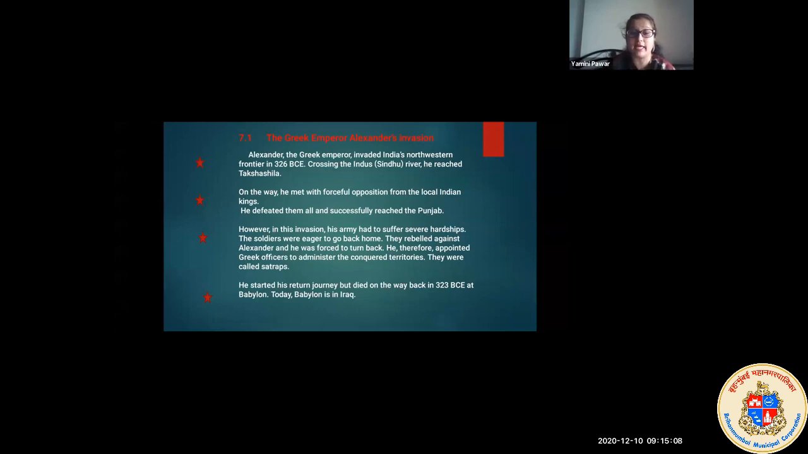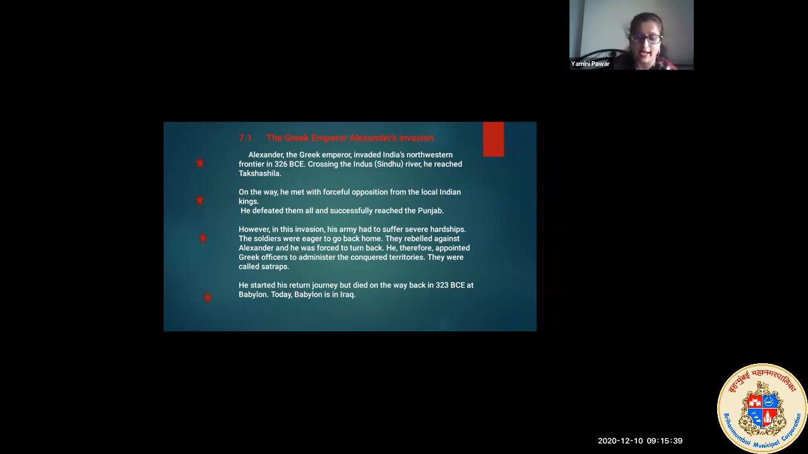So they rebelled against Alexander and he was forced to turn back. Now, to rebel is to resist, to disobey. They started disobeying. They said that we don't want to work now, we don't want to fight anymore, we want to go back home. So because of all these things, Alexander had to stop there, and he was forced by his military, his army, to turn back. He therefore appointed Greek officers to administer the conquered territories.